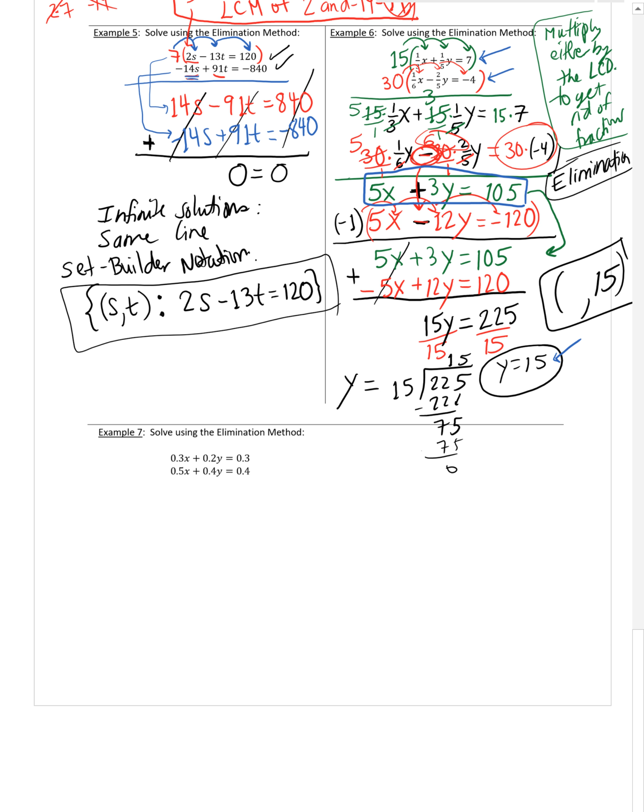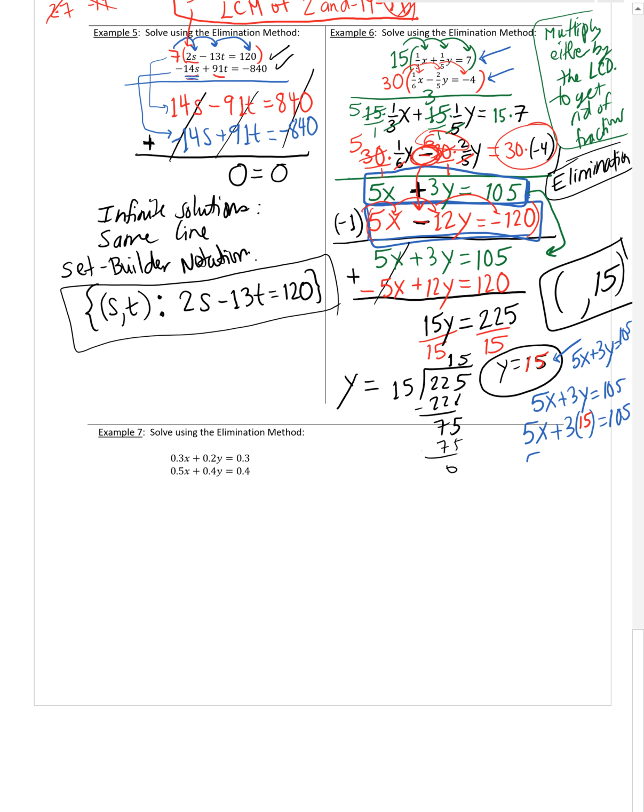Either this one here in the blue box that I just made, 5x plus 3y equals 105. That's pretty good looking. Or the second one's good too, the 5x minus 12y is 120. But I think the 5x plus 3y is 105 is a good one. I'd much rather deal with that than those fractions that we started with. So I'm replacing the y with 15 since we found that y is 15. Let's put that where y was in that equation.